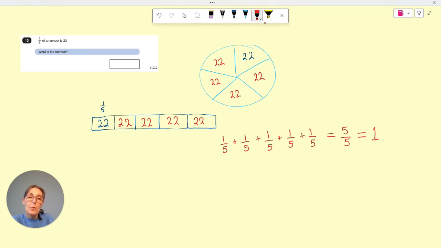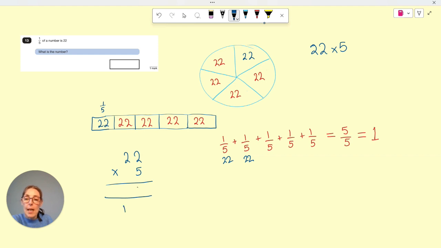All right, so 1, 2, 3, 4, 5, 1, 2, 3, 4, 5, 1, 2, 3, 4, 5, and it equals the whole thing. Now, how many 22s have we got here? We've got 5. I know we've got 10 on these two, but altogether in one area, we've got 5. So if each one of these is going to be 22, we're multiplying 22 by 5, aren't we? So let's do that. 22 multiplied by 5.